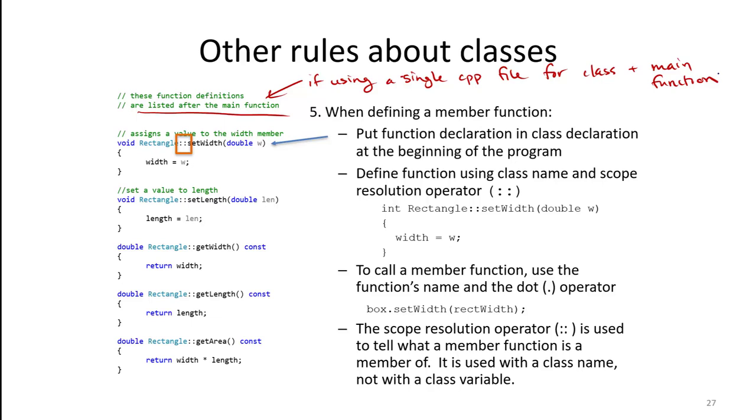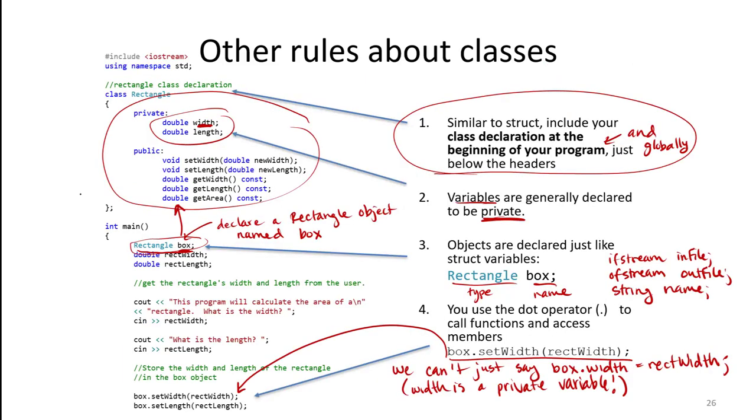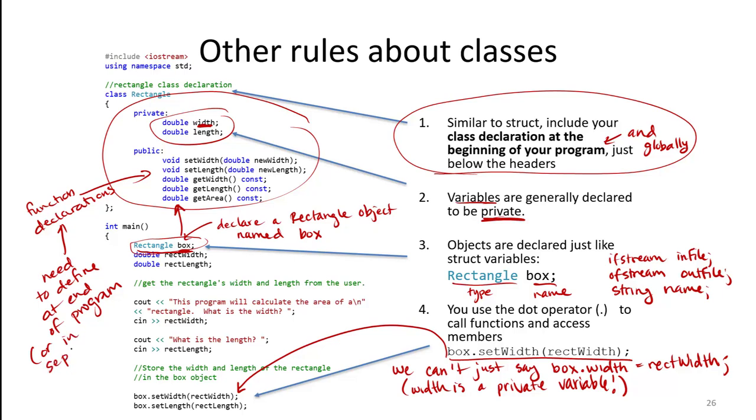So there's a few things to be careful of when you are defining your functions. Remember, we declared our functions here in our class. But we still need to define them in order to tell those functions what to do. So we always need to remember to define our functions at the end of our program or in a separate file. We'll look at this more in just a moment.